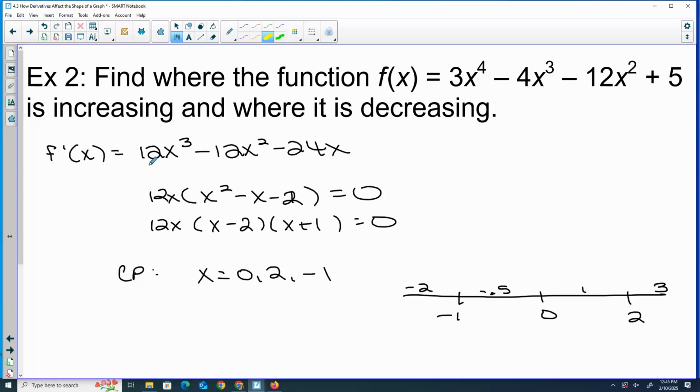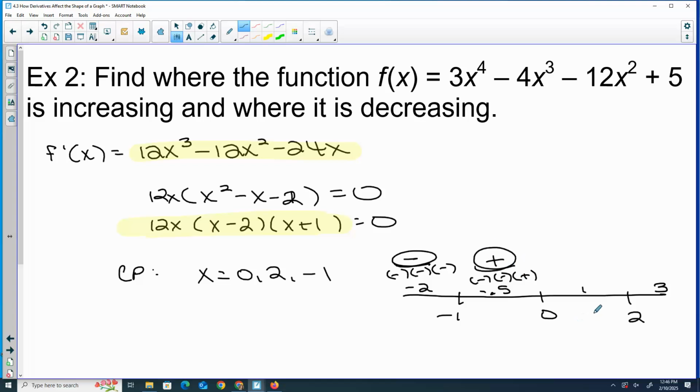Now you can do it wherever. You could do it up here, but I prefer to do it right here, because I think it's easier if we're just trying to decide positives or negatives. Looking at my factored form, 12 times -2 is negative, -2 minus 2 is negative, -2 plus 1 is negative. With 3 negatives, your answer is negative. If I put in -0.5, 12 times -0.5 is negative, -0.5 minus 2 is negative, -0.5 plus 1 is positive. So that section is positive.